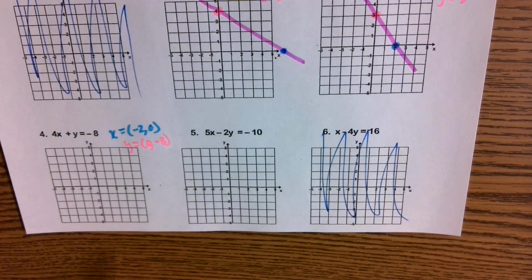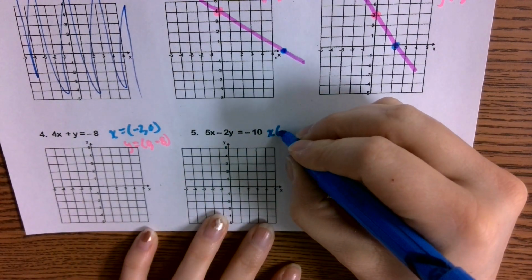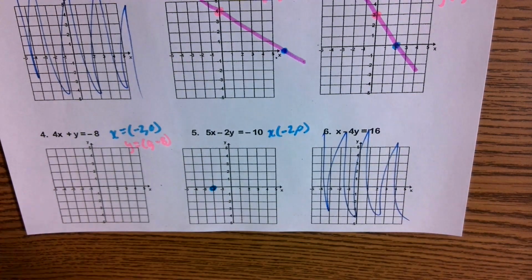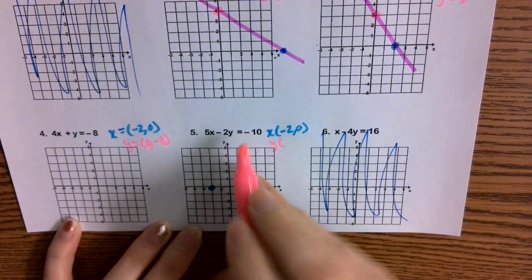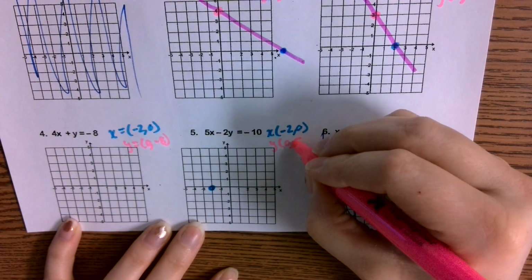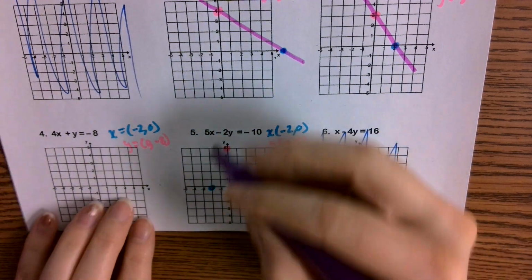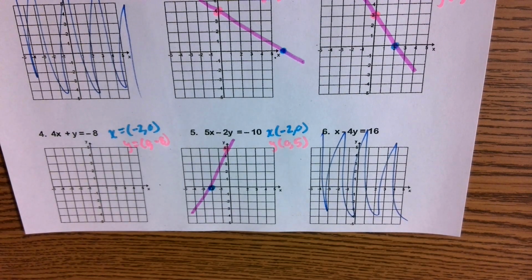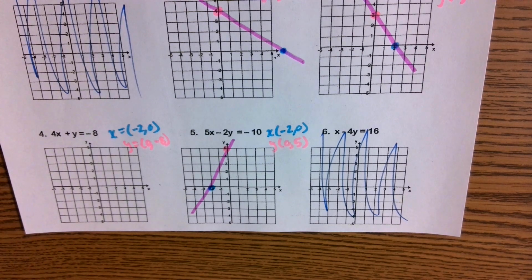Problem number 5, for our x-intercept, when we divide by 5, we're going to get negative 2, 0. And then for our y-intercept, when we divide by a negative 2, we're going to get 0, positive 5. And this is what your graph should look like. Okay? Again, if I had my straight edge, it would be much straighter than what we've got graphed here.